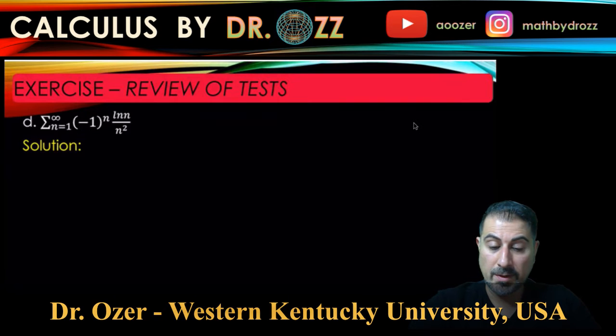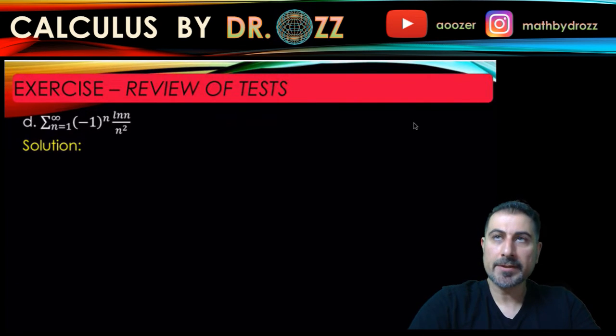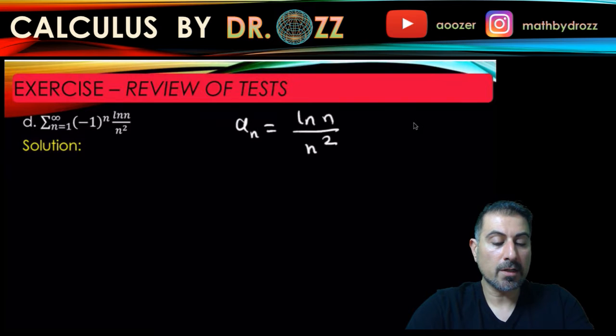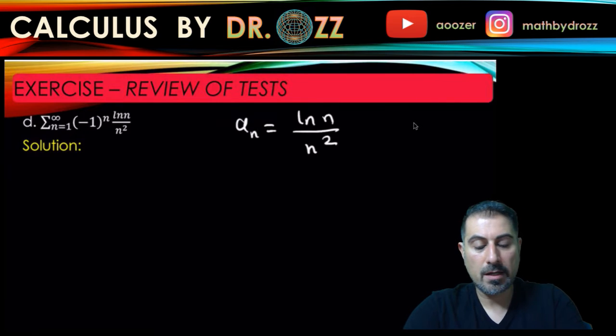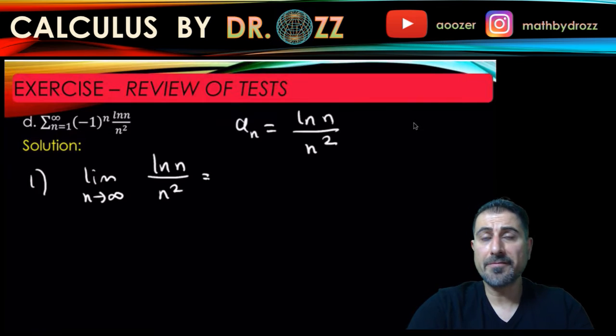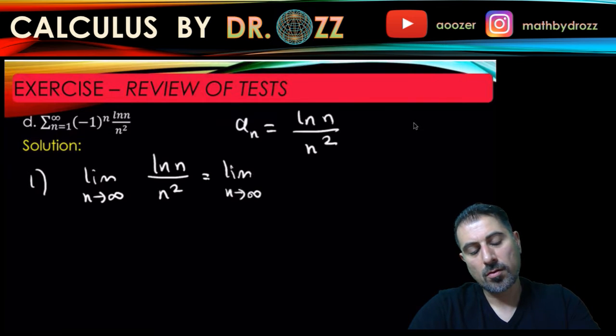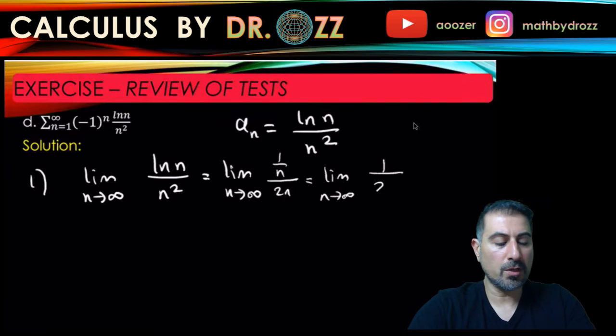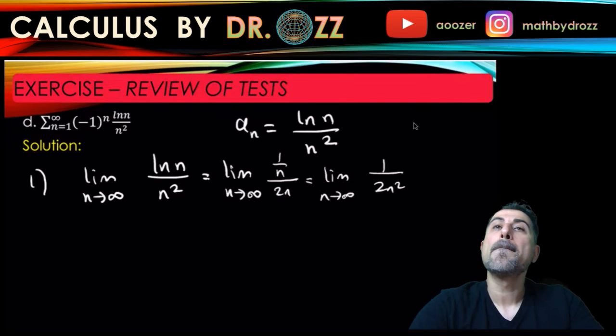All right, for the last one, this is also an alternating series, and you can apply the alternating series test if you want to. So that's ln n over n squared for a_n, and you show two items. The limit has to be 0, but this is infinity over infinity. So that's a good application of L'Hopital's rule. The derivative of ln n is 1 over n, and the bottom's derivative is 2n. So this is essentially equal to 1 over 2n squared, and this goes to 0.